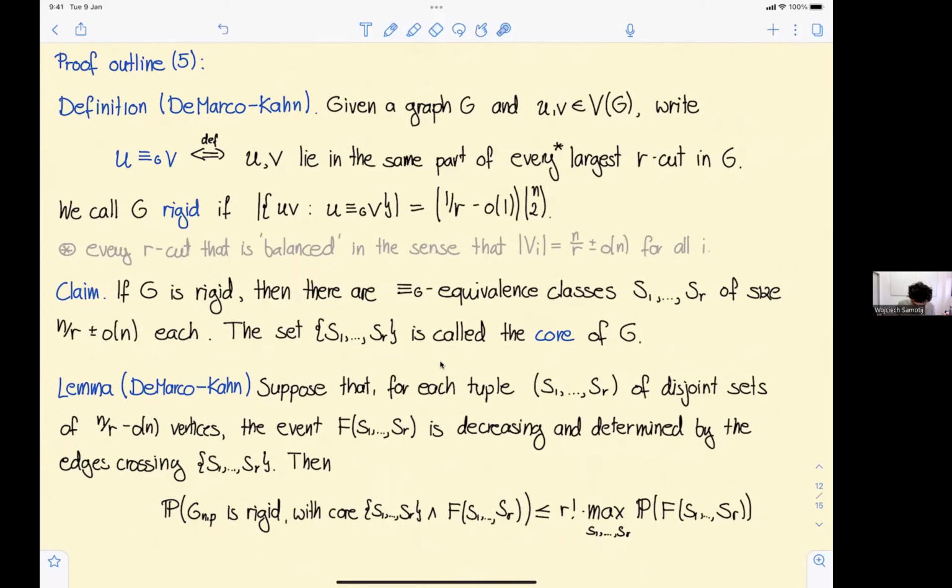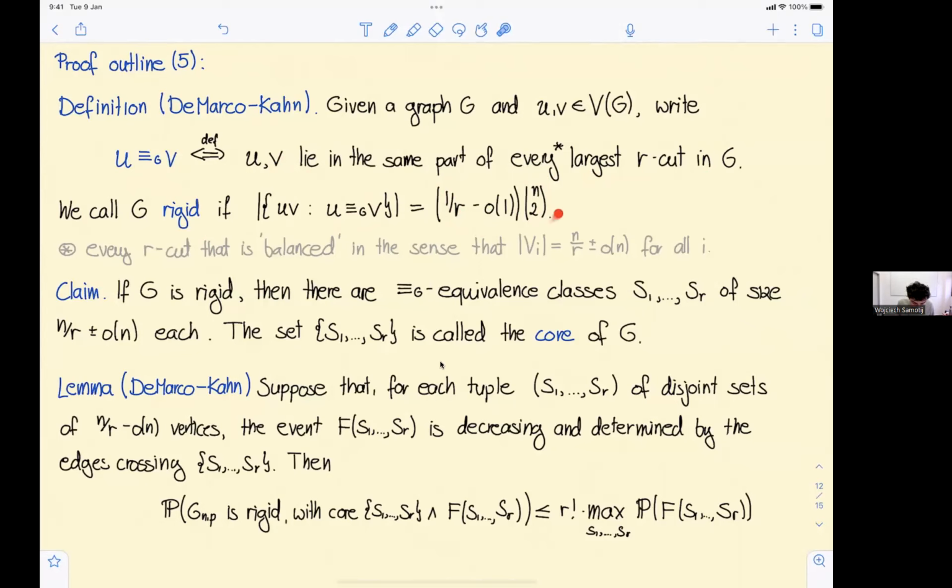Suppose we have a graph G and 2 of its vertices. We'll say that these vertices are equivalent if they lie in the same part of every largest R cut of this graph. And we will call G rigid if the number of equivalent pairs is roughly 1 over R proportion of the edges of Kn. Note that this is an equivalence relation, so the equivalence classes will be just complete subgraphs of Kn.